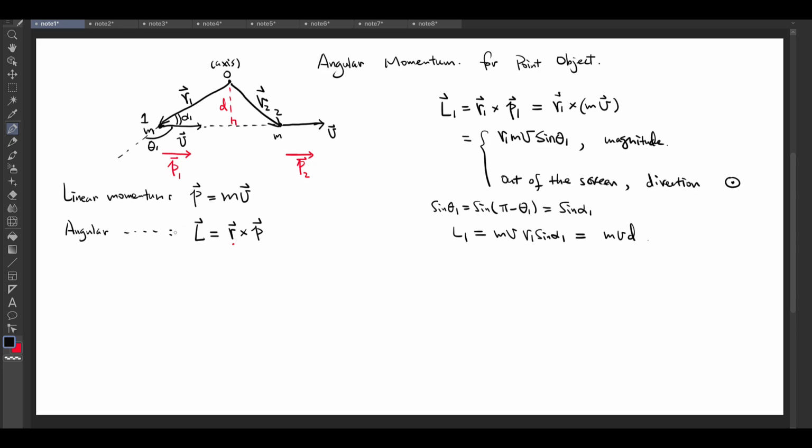Okay, so let's do the same thing for L2. L2 is R2 cross product P2, which is R2 cross product mv, the same mv as before. And then we do again the same thing. We have R2 m v sine theta 2 for the magnitude.